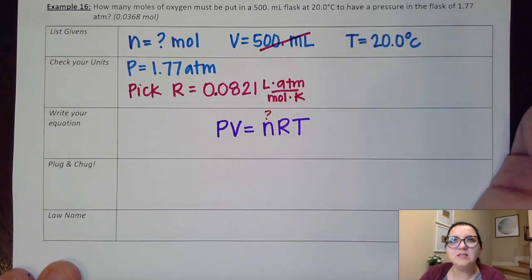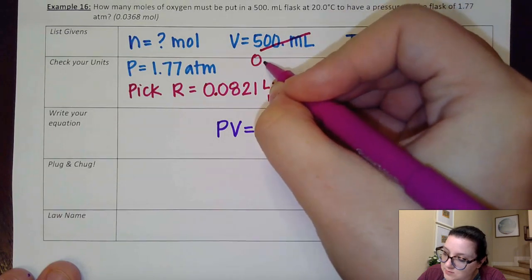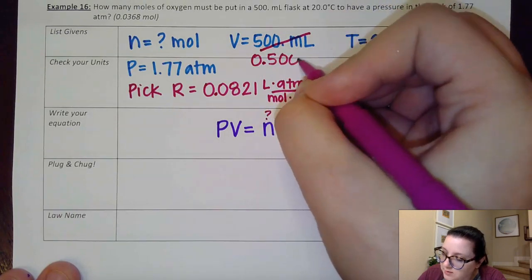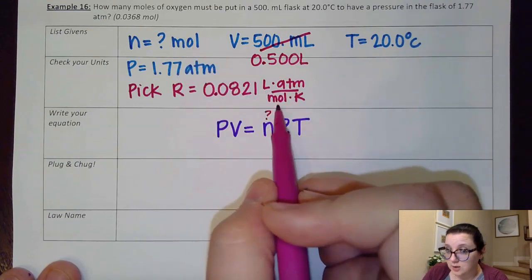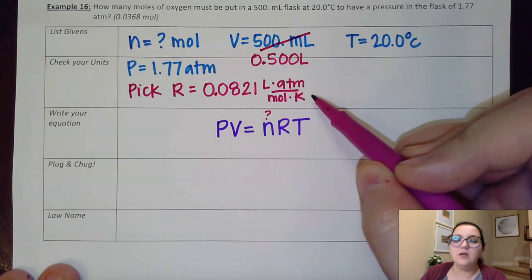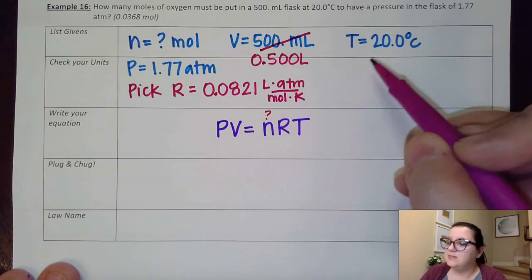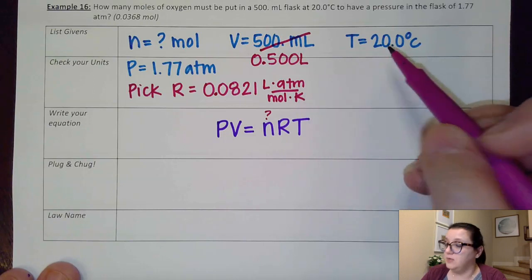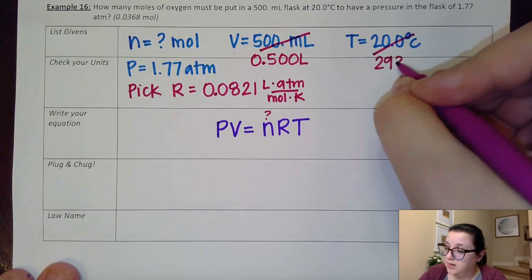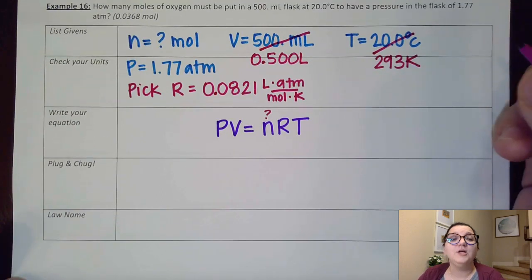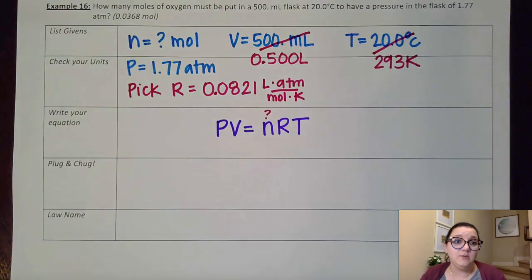Now remember, milli is 1 times 10 to the negative third. So you're going to have to move your decimal 3 places. And that's going to give us 0.5 liters. Now, moles do match up unit-wise, so that's good. And then, of course, just like we've seen on all of our other problems, this temperature is going to need to be converted into Kelvin. So 20 plus 273 would be 293 K. All right, so now that I have all of this in the correct unit, I can go ahead and plug all of this in.